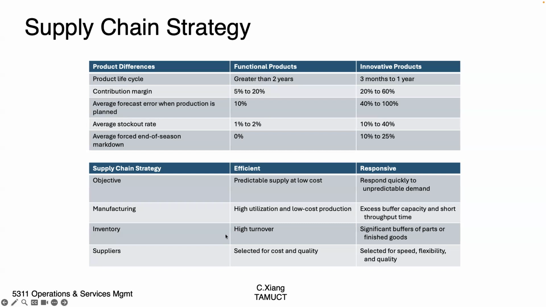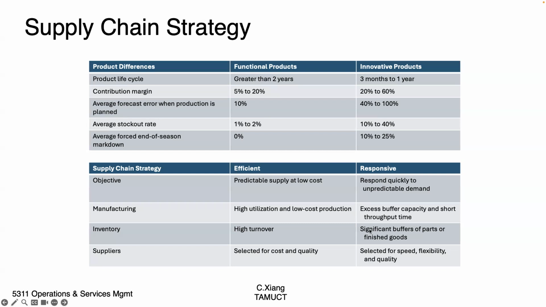A responsive supply chain, in contrast, is designed to react quickly to uncertainties and changes. For innovative products, firms often maintain buffer capacity, okay? So they can respond rapidly if demand suddenly increases, instead of investing heavily in capacity upfront. Firms preserve the ability to scale up quickly once a product shows signs of success.